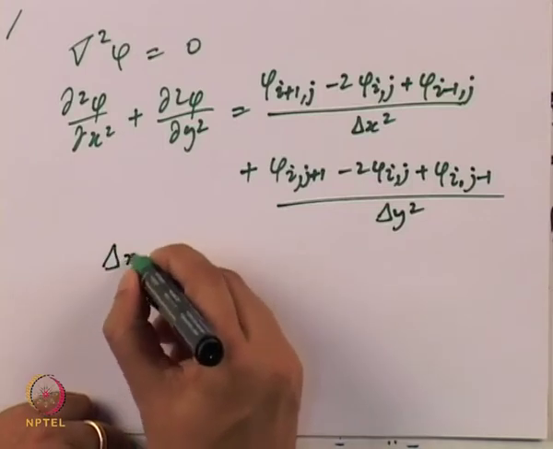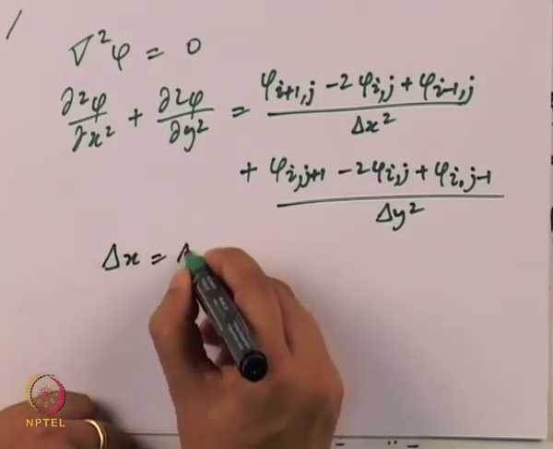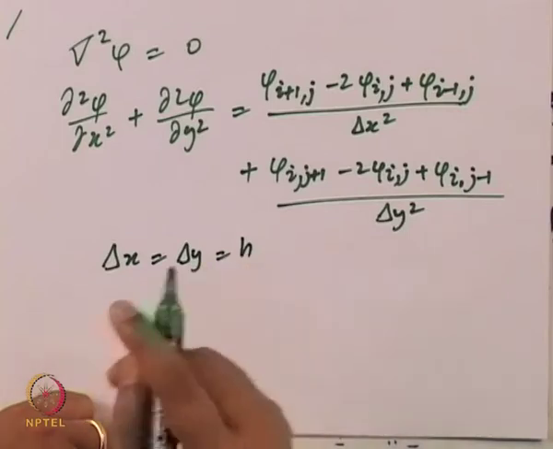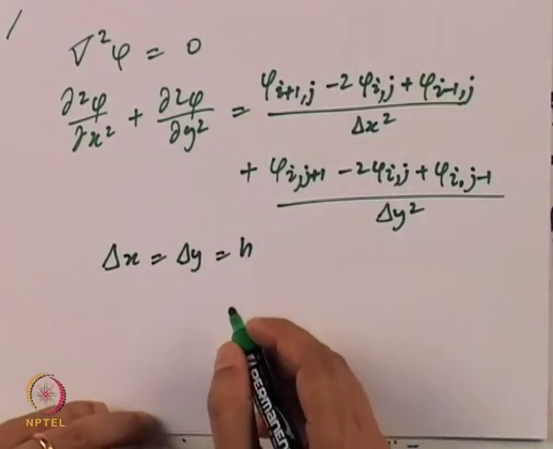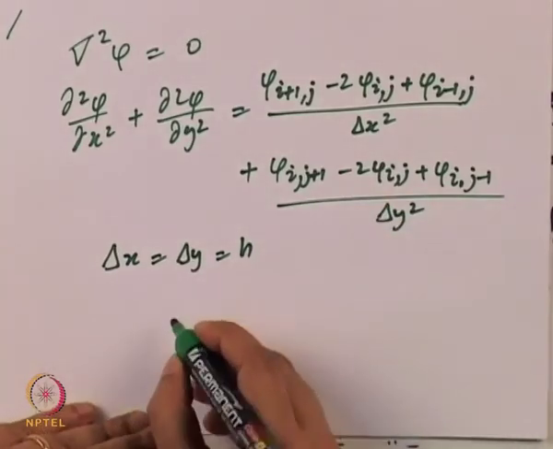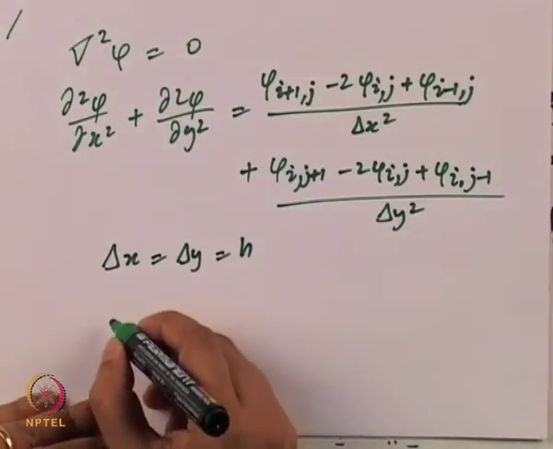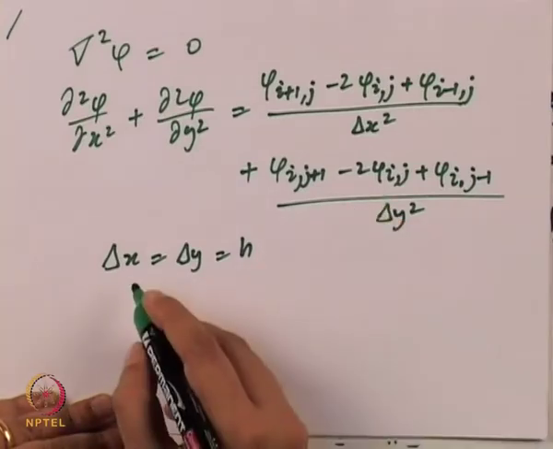Now we are going to set delta x equal to delta y equal to h. If we do that, what we can write is basically the equation purely in terms of h instead of delta x and delta y.